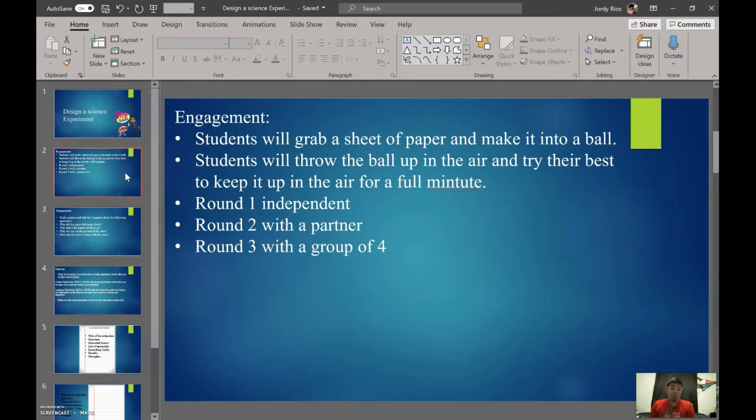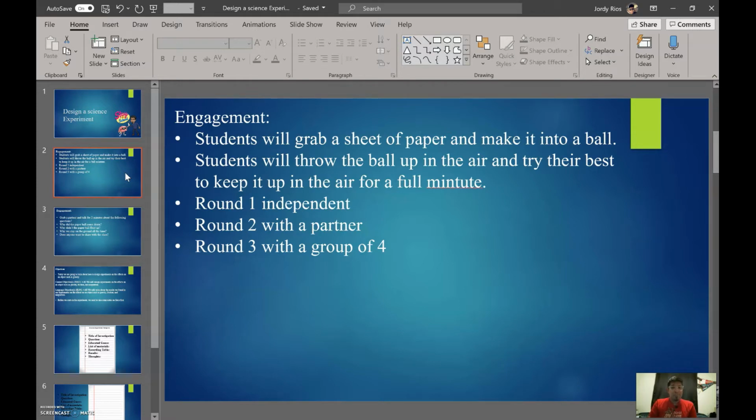So this is what you're going to do. Everybody is going to throw up their ball of paper, okay? And they're going to try to keep it up in the air for as long as possible. You are not going to grab it again, okay? You have to keep it up in the air for as long as possible, okay? So don't let that happen. Keep your ball in the air as much as possible, okay? For 1 full minute, okay?